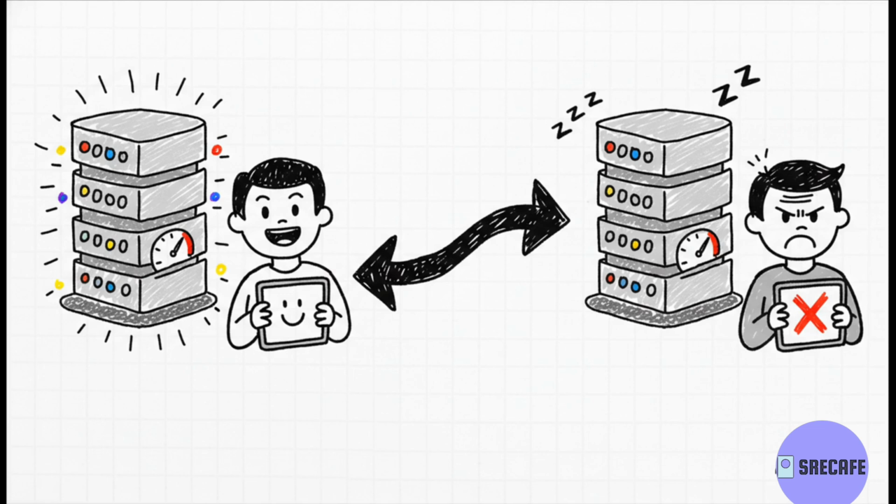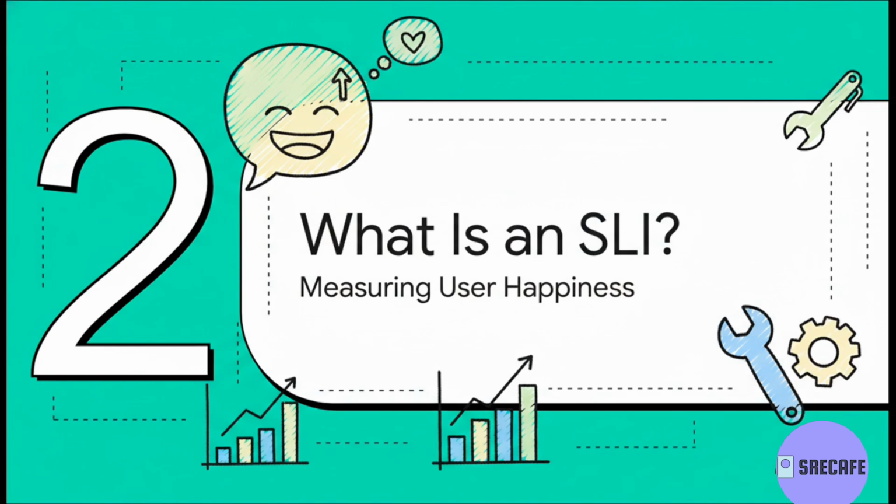Your servers could be pegged at 90% CPU and delivering a flawless user experience. Or they could be sitting idle while your users are staring at a screen full of errors. The bottom line is, how busy your system is has almost nothing to do with how happy your users are. And this right here is where the service level indicator, the SLI, comes into play. It's the specific tool that's designed to measure that user happiness directly.